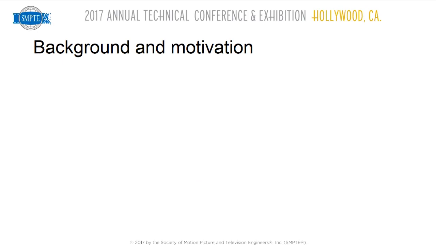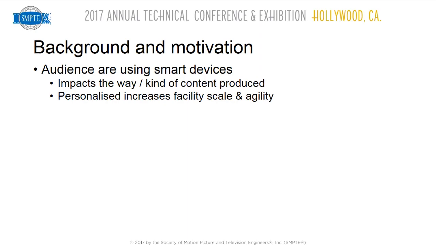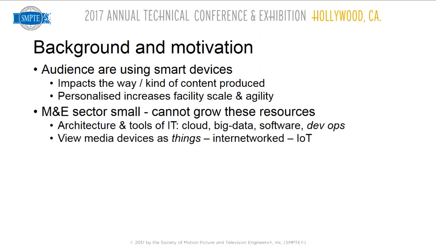Okay, so the background and motivation to this work. The audience are using an ever-increasing range of smart devices to consume our content. That is impacting, and we've already seen in a number of sessions throughout this conference, the way that we're going to consume content and the kind of content that we're going to produce. There's probably going to be a lot more feedback and machine learning into personalization. That's going to increase the size of the facility we need to build and the agility that we need to have when we are building our infrastructure. The media and entertainment sector by itself is too small to grow this kind of scale and this kind of agility, so we need to rely on the architecture and tools of IT.